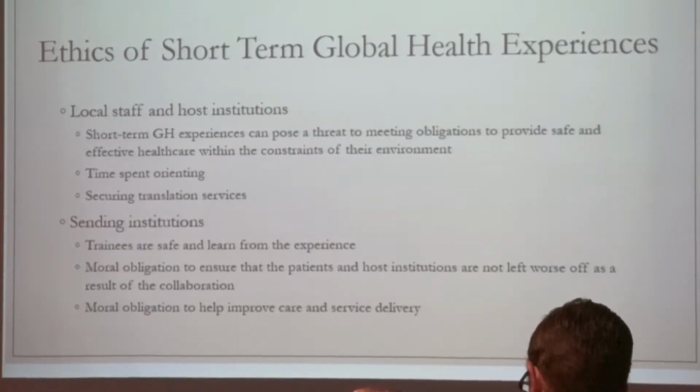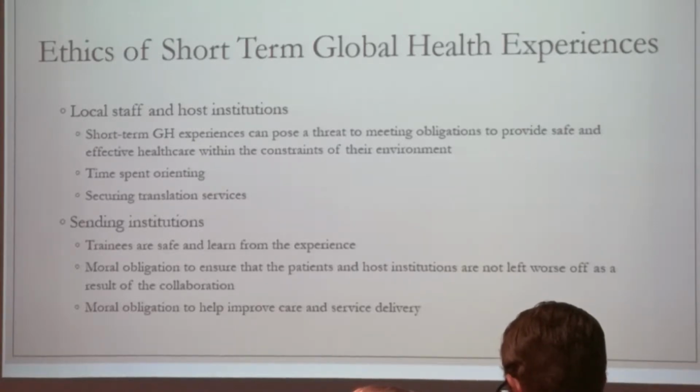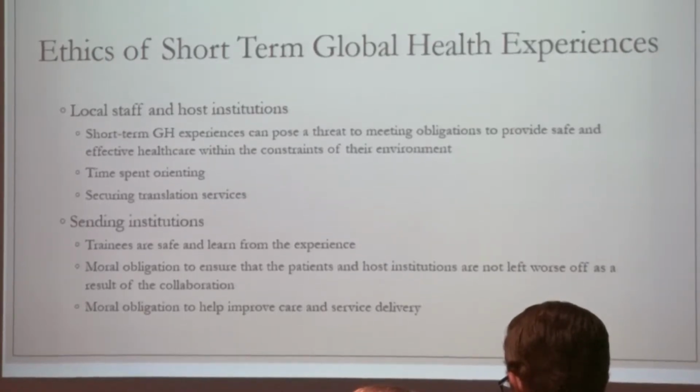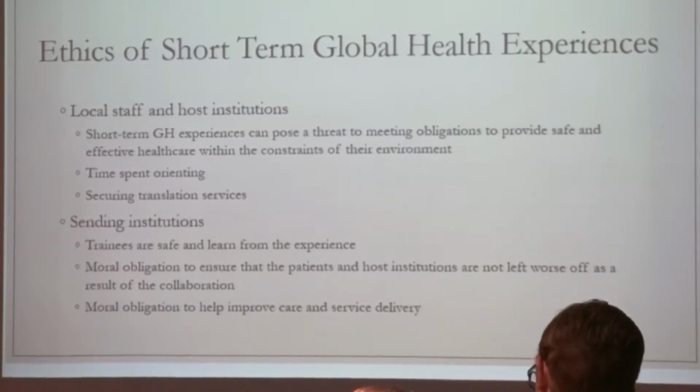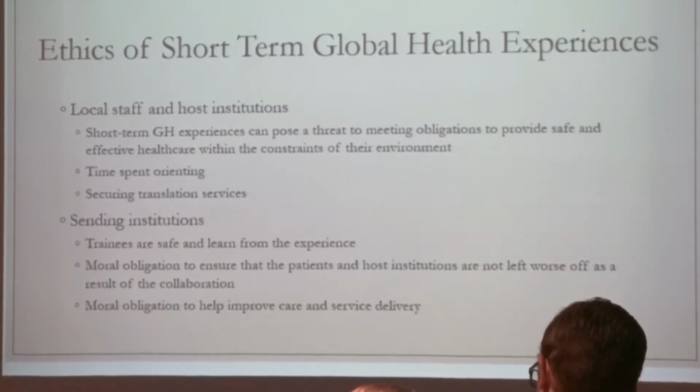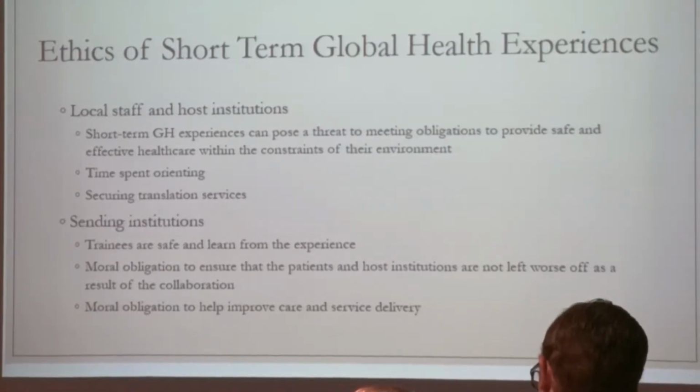secured while you're there. There can also be lack of oversight, and that can lead to global health experiences being kind of further reduced in time spent at the host institution because people are sightseeing, which can be both good and bad for the host institution. It's good for the tourism economy, but maybe bad for the institution that you're working for in that you aren't there. You said you were going to be there, and instead you're at the beach.